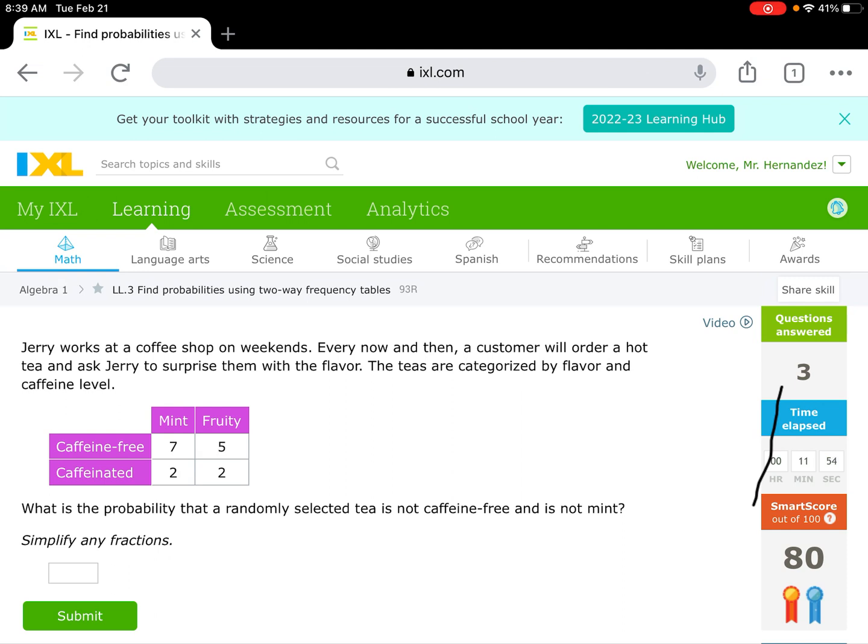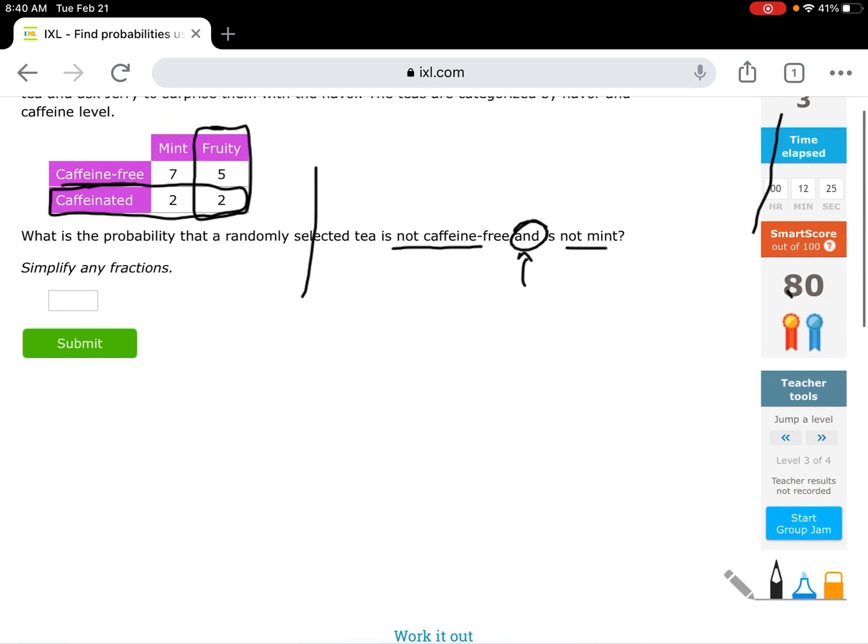If you see the word or, use the formula. This one uses the word and, so you're really just looking for the intersection, not caffeine free. So if this is caffeine free, not caffeine free would be down here, caffeinated, and then this is not mint, so this would be not mint. And since you're seeing the word and, you really are just looking for this point of intersection here. Again, this word and is the point of intersection, so that's just 2 out of, and then you would add up these two and get 12, these two and get 4, so that's a total of 16.